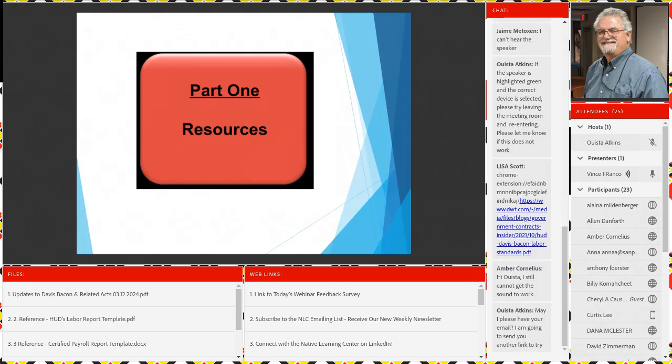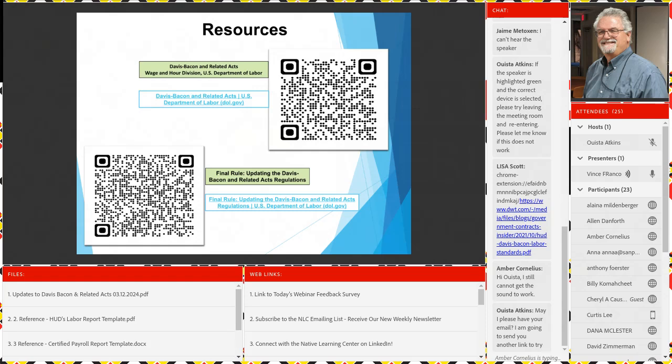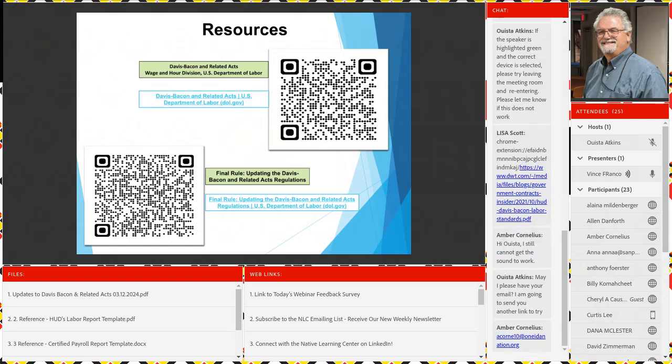Okay, part 1, resources. As I mentioned before, a lot of QR codes and some links here, what I consider to be very, very critical, important things. If you've got a smartphone, in fact, I have my phone right in front of me, I'm going to, just like you, check and make sure that that QR code is live. I'm literally going to take a picture of it on my screen. Yep, took me to Davis-Bacon related acts. So hopefully it works for you.